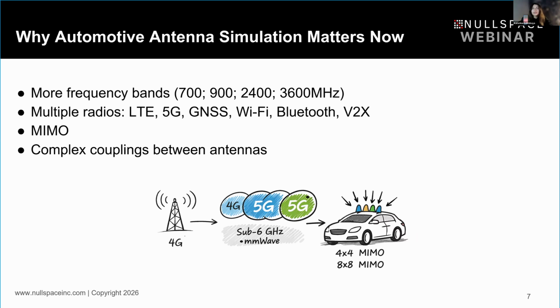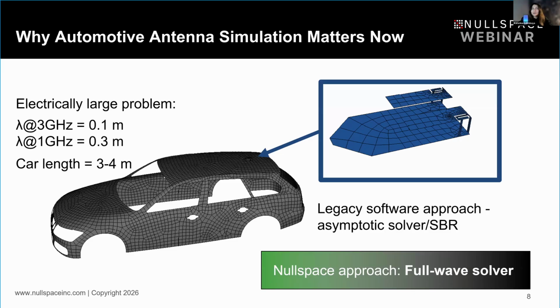On the next slide, you will see that this is actually not as trivial as it might sound, just to put your antenna on the car. If we talk about 1 gigahertz or 3 gigahertz, which we have now in our cellular bands, 700 megahertz, 900 megahertz, and then 3000 megahertz as well, the wavelength is just a fraction of a meter. But the car is several meters long, about 4 meters, and in America maybe even longer.